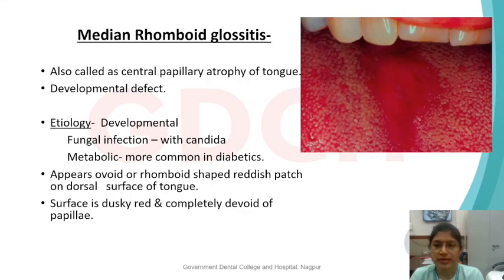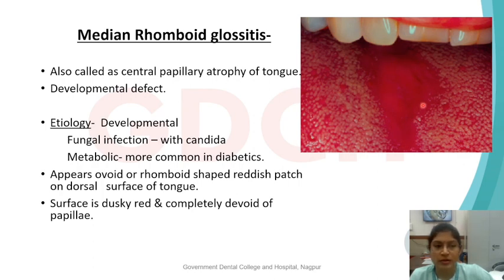Median rhomboid glossitis, as you can see in the figure, is typically seen in the middle part of the tongue. It is also called central papillary atrophy of the tongue, because as you see, the remaining areas are showing papillae, but the central area is not showing the papillae.